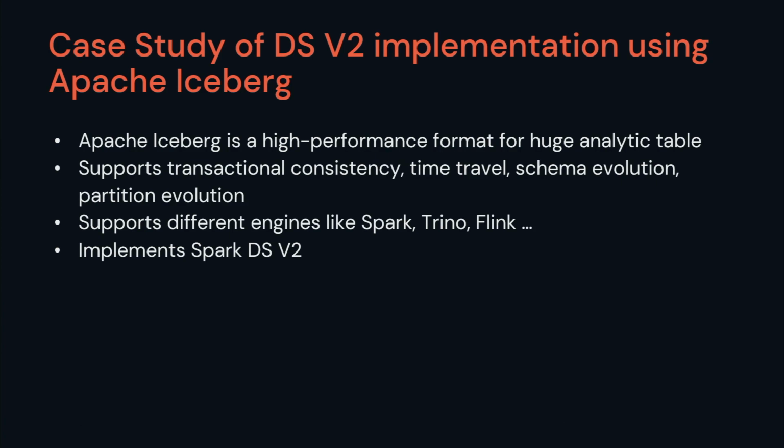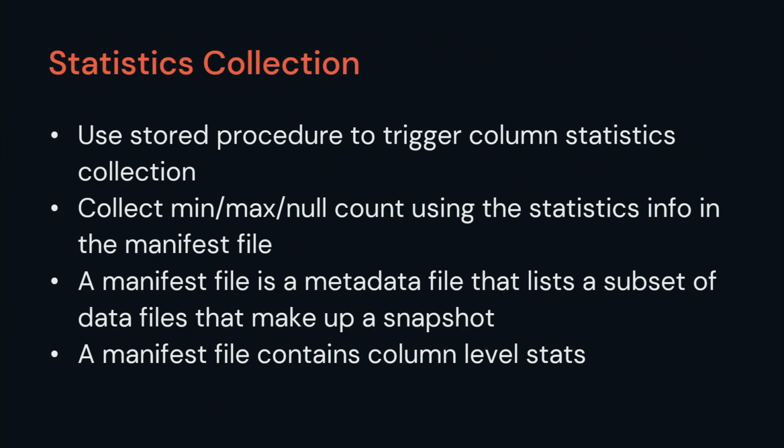For engine support, Iceberg supports Spark, Trino, and Flink. For Spark support, Iceberg implements the data source V2 API. So for Iceberg, if we want to use cost-based optimization, we will need to trigger the statistics collection on Iceberg first. Since the analyze table command is not supported by V2 data source yet, it's not supported by Iceberg either.